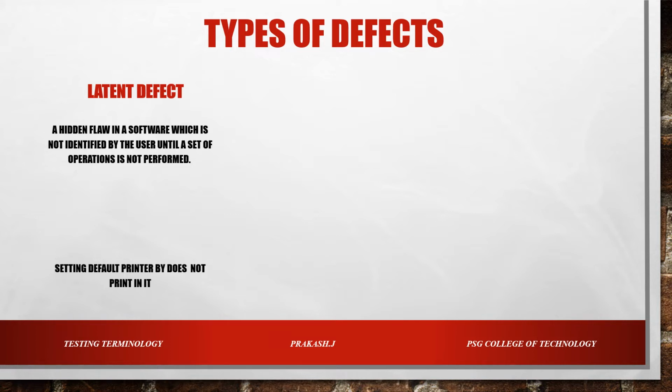Assume that you have a printer installed with two types of printer drivers. One is a laser printer, another one is a dot matrix printer, where the laser printer is set as the default one. When you perform a print operation, it should by default print using the laser printer. When this print operation does not happen, then it is called a latent defect.